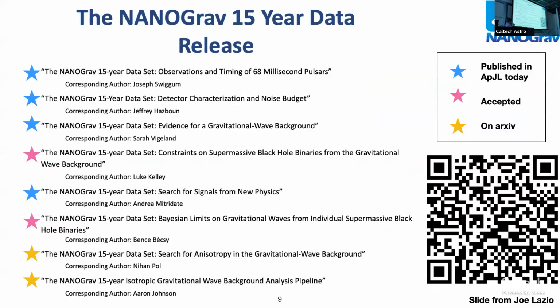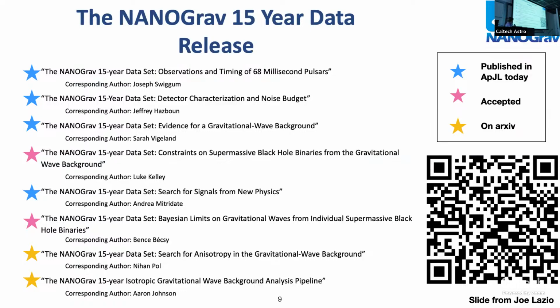So today, NANOGrav has 8 papers that you can read this minute. 4 of them have been published in ApJL, 2 of them have been accepted to ApJL, and 2 of them are on arXiv. So the blue stars represent papers published in ApJL. The pink are the ones that have been accepted, and the 2 at the bottom here are on arXiv, and you can read them now.